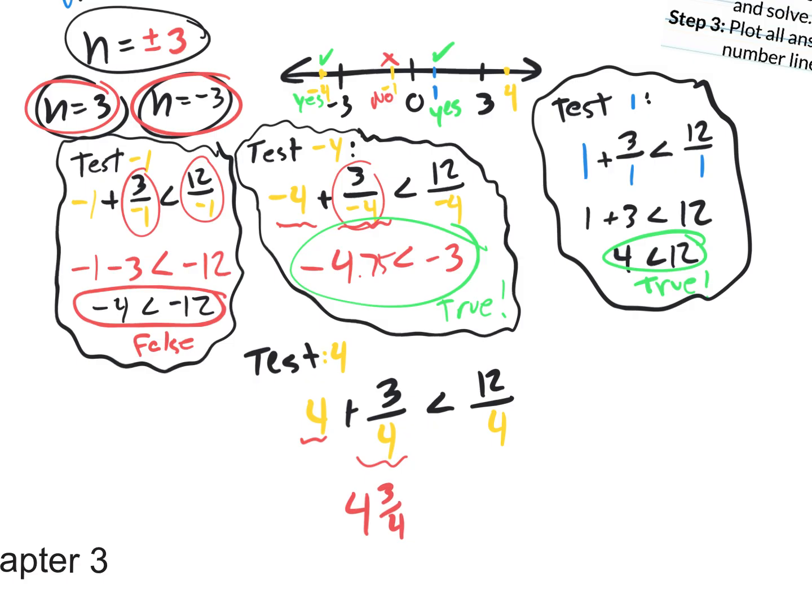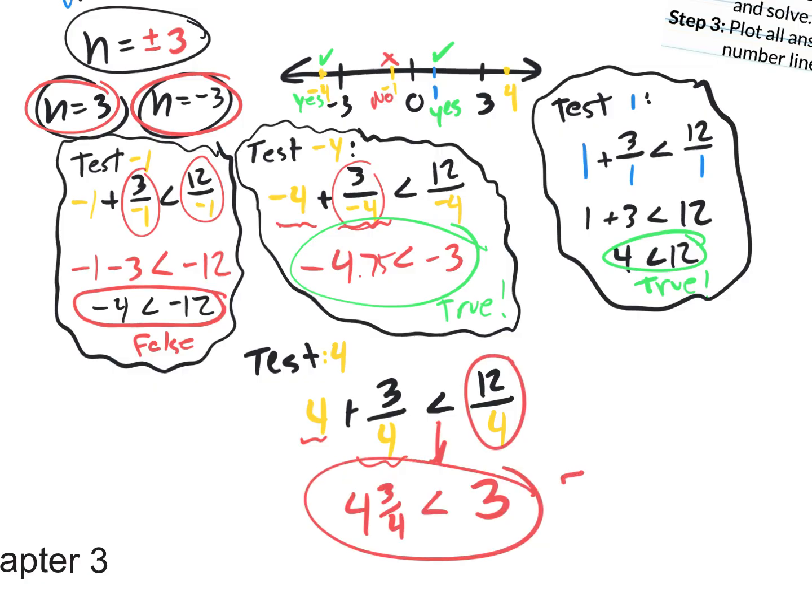What about 12 divided by 4? 12 divided by 4 is what? 3. Is 4 3/4 less than 3? No, that's false. 4 3/4 is greater than 3. So what does that tell you about that value of 4? That area does not work. That's why I put a red X right there. And you could put a red X. You could say no, whatever you want. This area does not work.